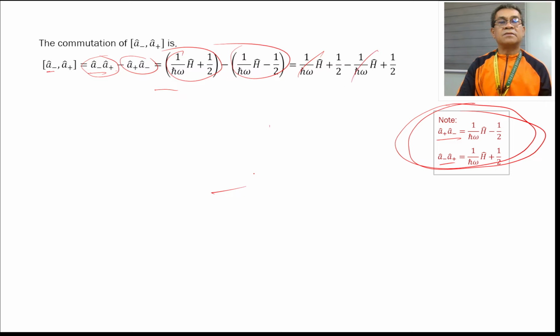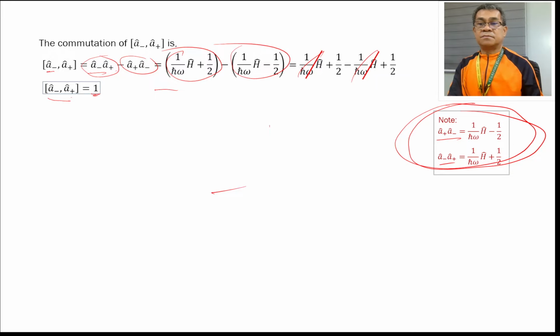Okay. So we have that one half, so it is just equal to one, which means that the commutation of the lowering and raising operator is just equal to 1.